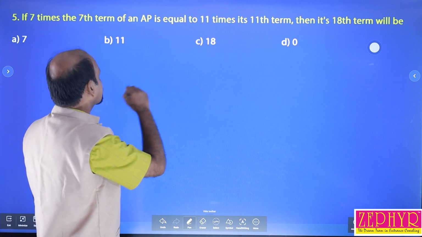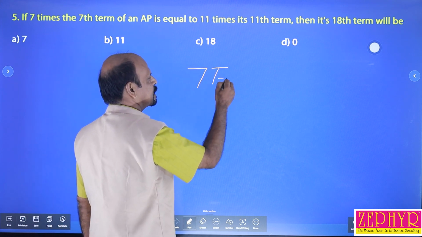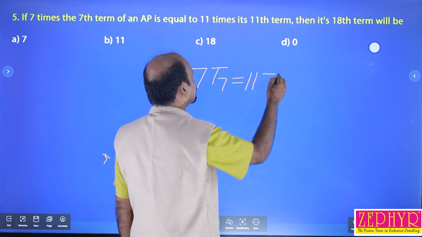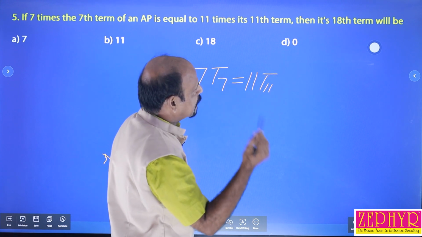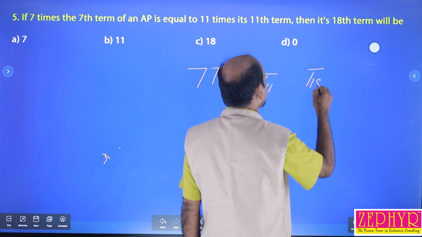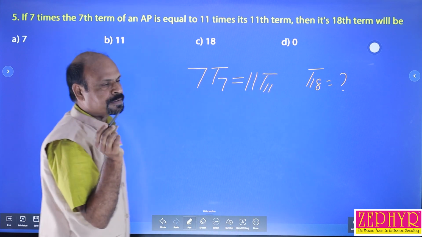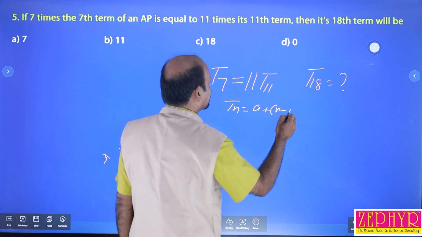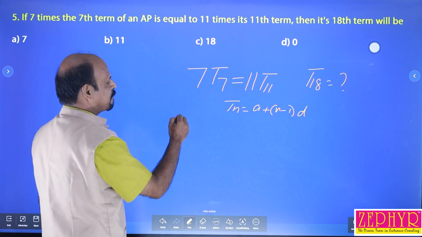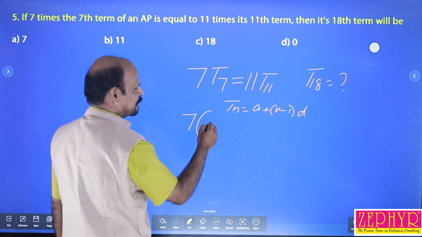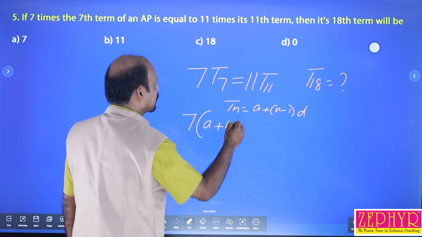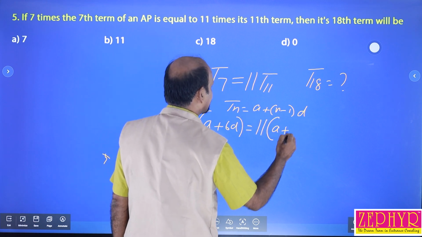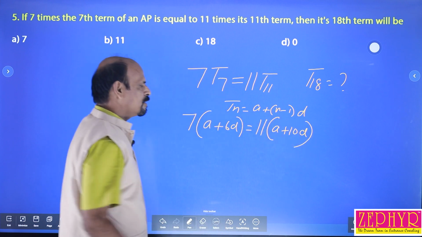Now we are coming to the next question. If 7 times its 7th term, that is 7 into T7, is equal to 11 times its 11th term, 11 into T11, our question is then its 18th term. We have to find out T18. We know very well what is the general term of an AP. Tn equal to a plus n minus 1 into d. So 7 times T7 equal to 7 into a plus 6d equal to 11 times 11th term, means 11 into a plus 10d.